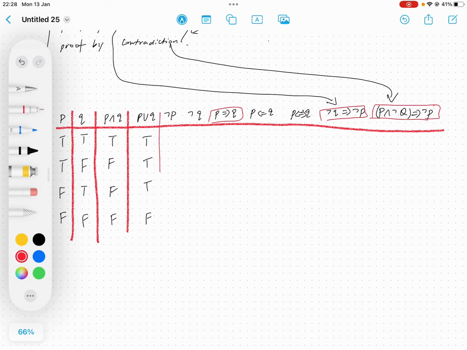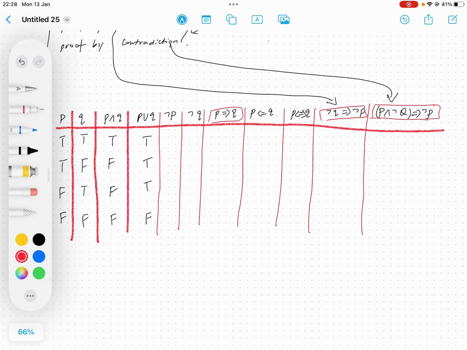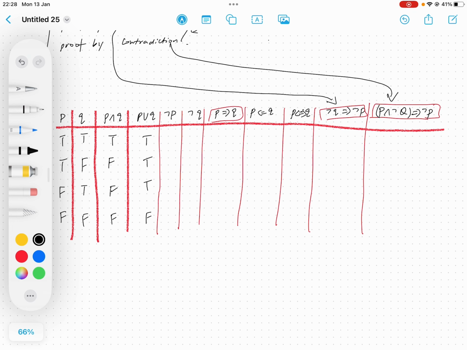Okay, so let's have some lines here. Okay, good. So all right, the negation is just the opposite of that, right? So this would be false, false, true, true. This would be false, true, false, true. Okay.